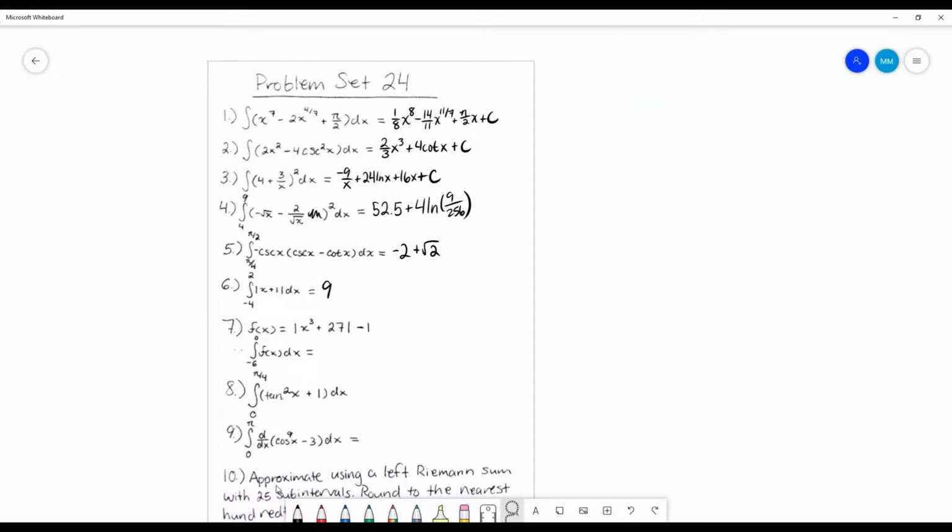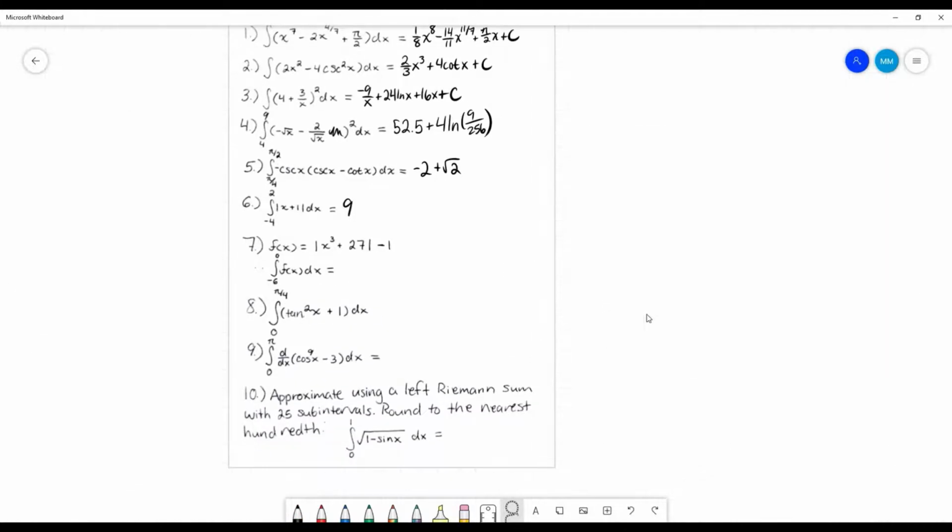Okay, making our way down. We're a little more than halfway through now. Going on to number 7, it's another absolute value function, but this one's just a little bit different. So we want to evaluate the integral of f of x, which is this function.